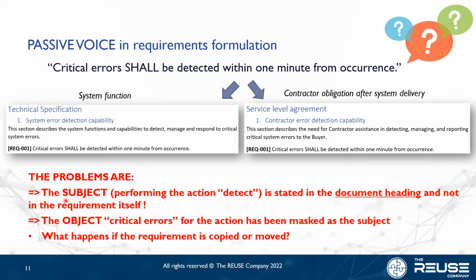So the problem is that the subject is hidden. The subject in this case is in the heading, the system or the contractor, and you can't see it in the sentence itself. So you don't really know who is performing the action to detect something, okay? And the object is critical errors. That's what is supposed to be acted upon. What is the end of the action? And what happens if the requirement is copied or moved somewhere else? It can absolutely shift meaning. And it's very typical in organizations that we do copy paste, right? So be very careful.